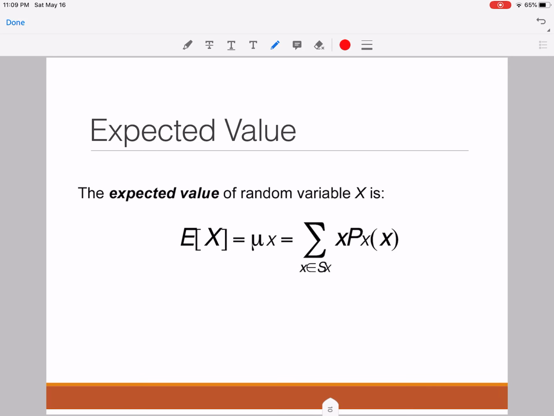So the formula for expected value is x times the PMF of x for all the values of x that are in the sample space. It is not uncommon to represent or abbreviate the center of mass or expected value using this term, mu of x.